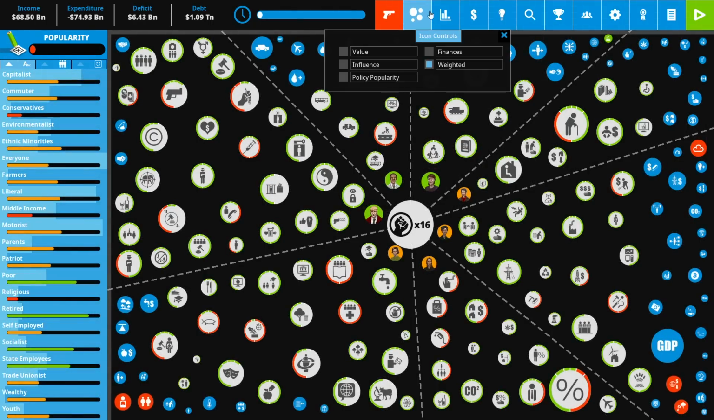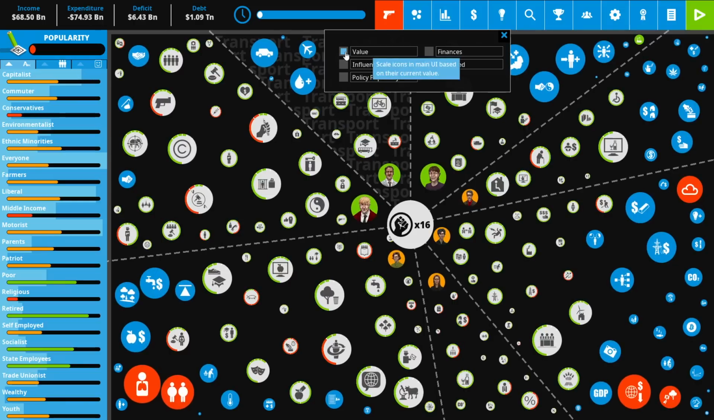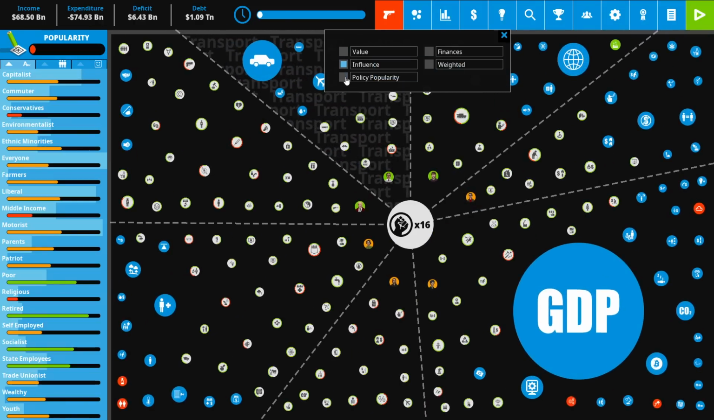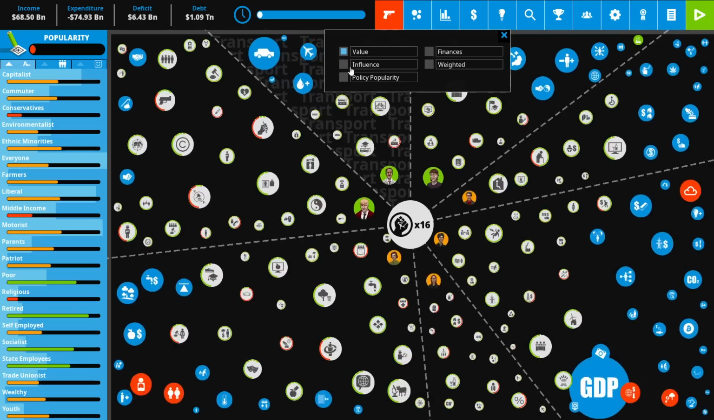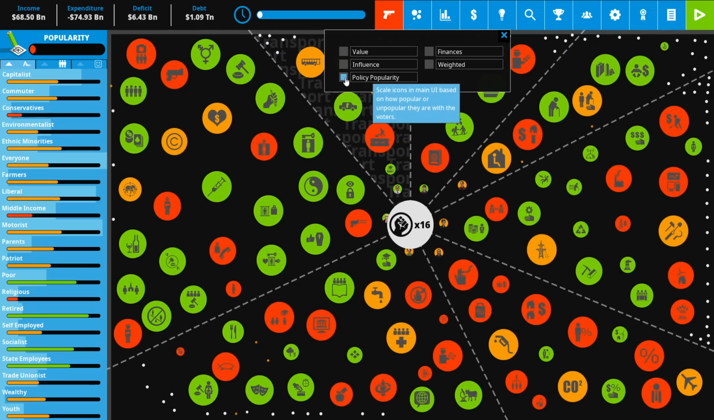So there's tons of extra little buttons over here. Oh yeah, I can remove, we can change how some of these things are listed. So influence, GDP is influencing tons of things. Popularity, so what's popular versus not.